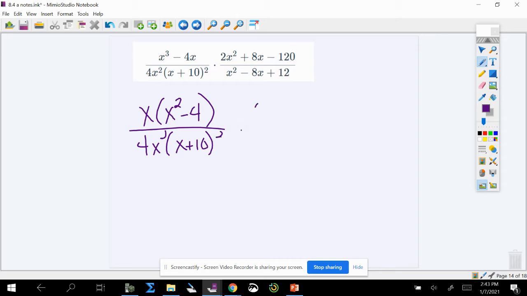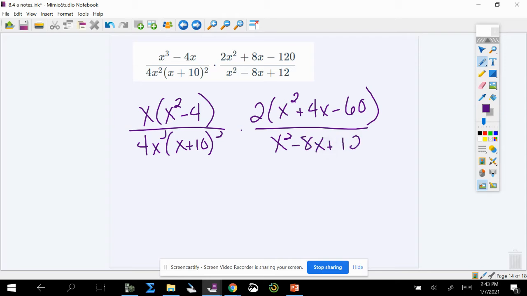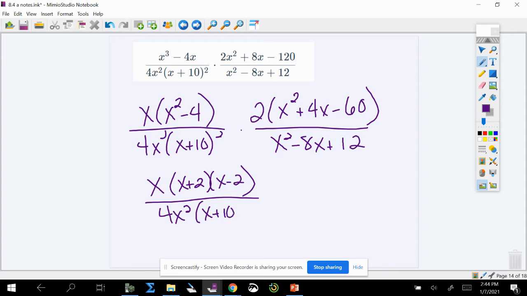The top, I can take a 2 out. I'm left with x squared plus 4x minus 60. Can't do anything with the bottom yet. So first thing I did is I just went through and took out GCFs. Now I'm going to go back and do a little more factoring. So x squared minus 4 is x plus 2, x minus 2 because it's a difference of squares. I'm going to leave the 4x squared and the x plus 10 squared. Then I can factor this. I need numbers that multiply to get -60 and add to get +4.